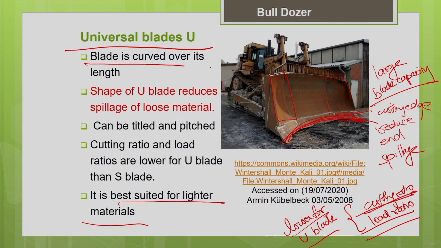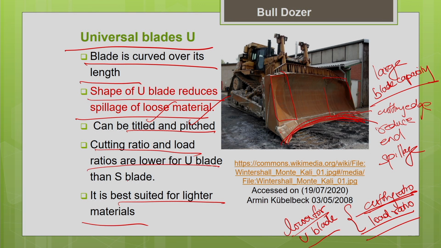You can see the blade is curved over its length. The shape of the U blade reduces the spillage of the loose material. The possible movements are tilting and pitching. For this blade, only tilting and pitching are possible. Only for the angle blade can you do angling. For most of the other blades, the common movements possible are only tilting and pitching. Cutting ratio and load ratio are lower for the U blade than the S blade. It is best suited for lighter materials.